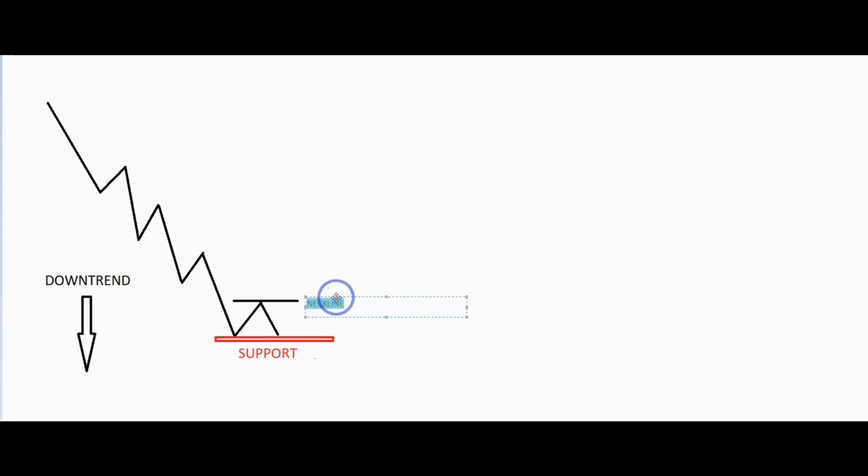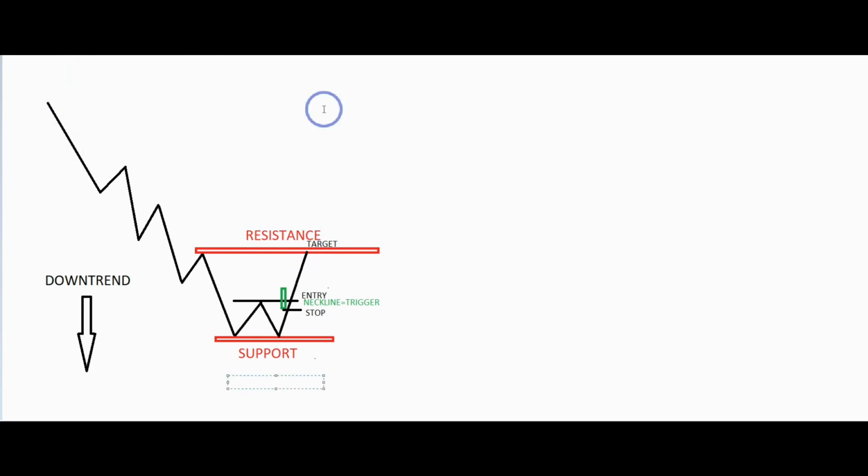strong breakout candle. In this case, we can place the stop loss below the breakout candle and set the entry point at the neckline here. We can set the target at the nearest upcoming resistance zone. This will be the double bottom pattern.